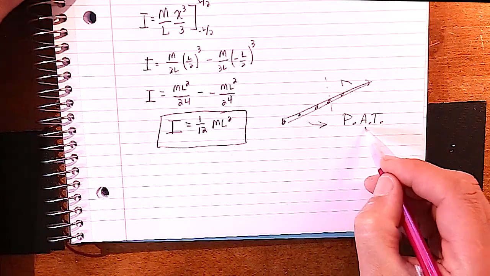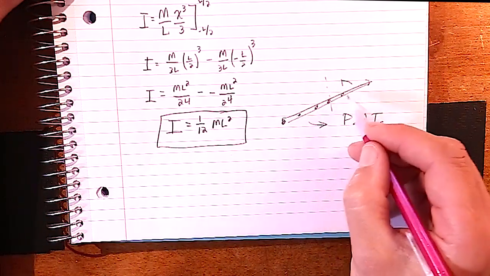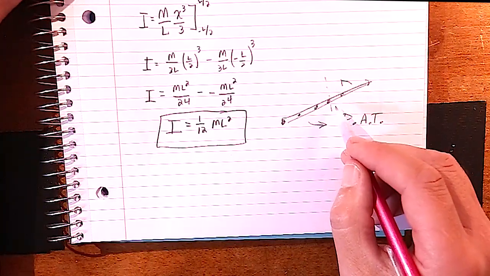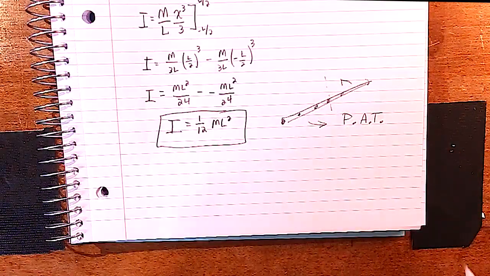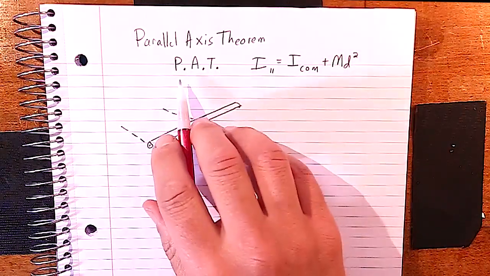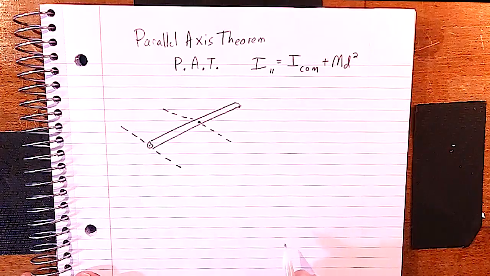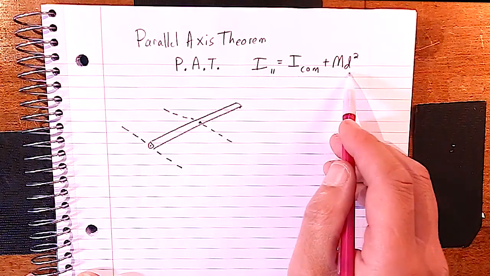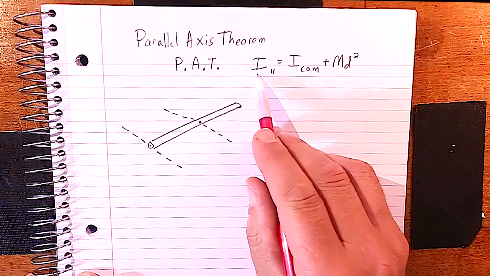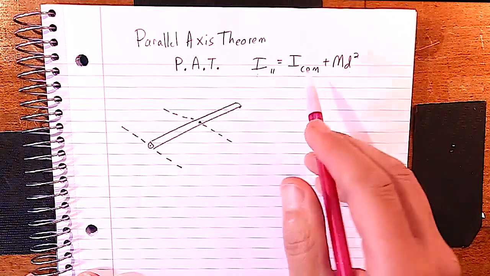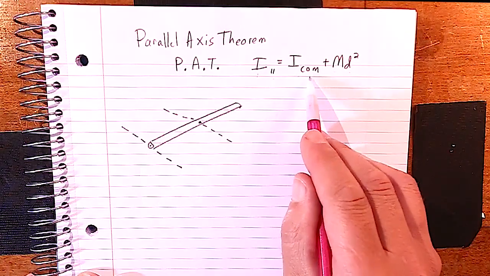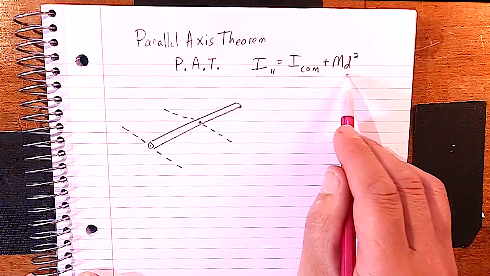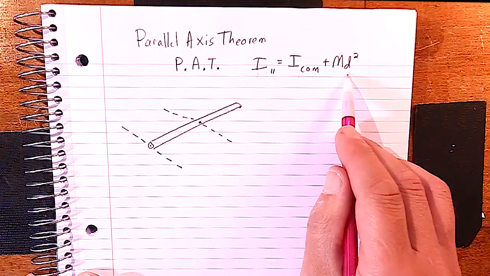P.A.T is the Parallel Axis Theorem, and it's a way to find the moment of inertia of any other point on an object if we know the moment of inertia about the center of mass, which now we do. Here's the Parallel Axis Theorem, which I'm just going to refer to as P.A.T in the future. P.A.T is I parallel equals I com plus md squared. Okay, what does this mean? It means the new moment of inertia that we want to find is equal to the old moment of inertia about the center of mass plus m times d squared. And d is the distance from the center of mass to the new axis of rotation.